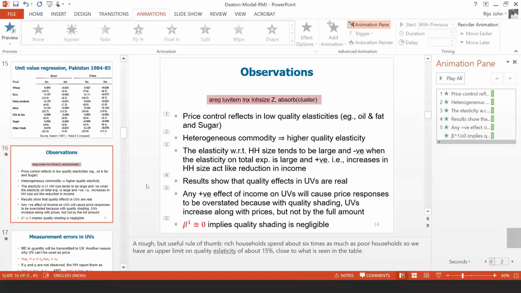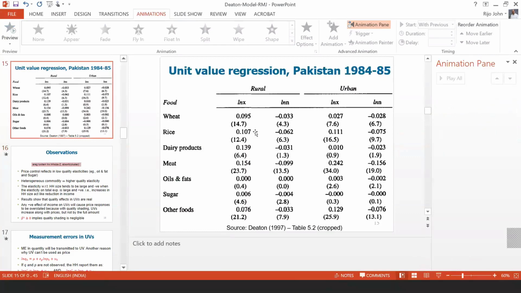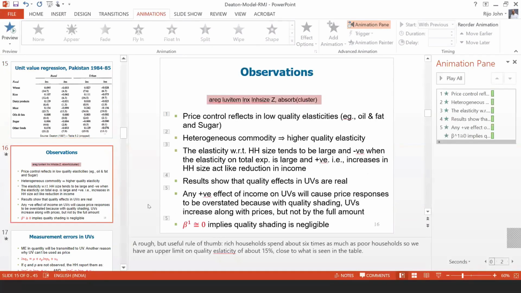We see a statistically significant quality elasticity because many of these coefficients are statistically significant. These are t-values in parentheses. So these are very high t-values. Most of these coefficients are indeed significant. So we have a real quality problem to deal with here. That is what this data suggests.